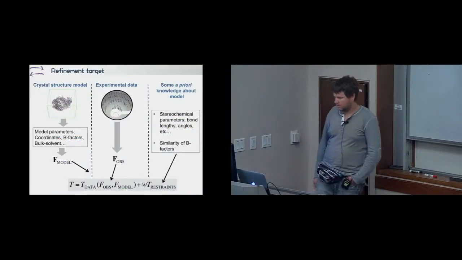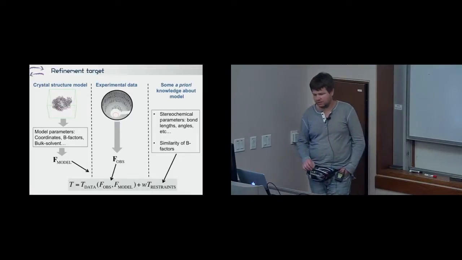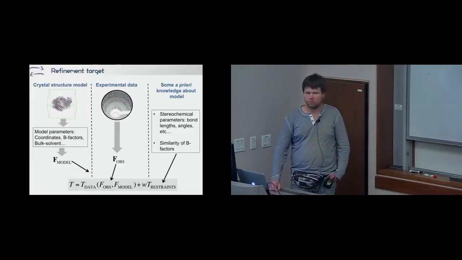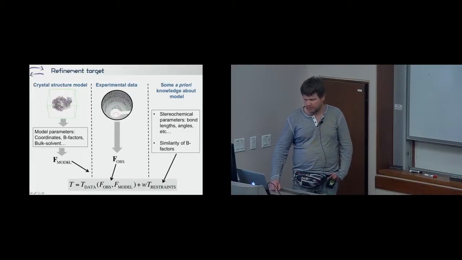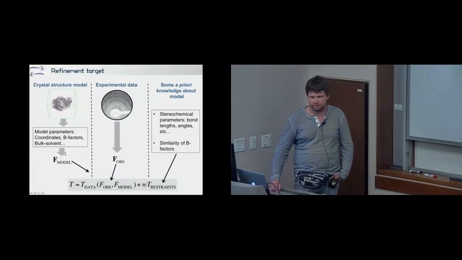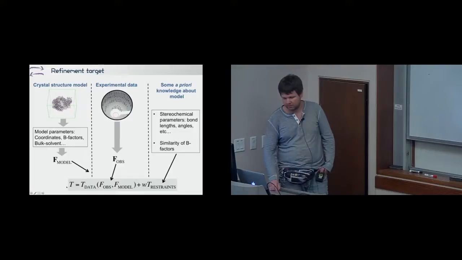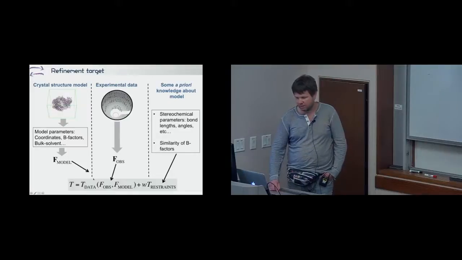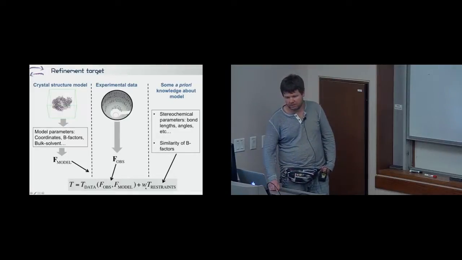And so typically, this is a very schematic illustration of what goes into our scoring or goal or refinement or target function. So we have structure factors calculated from the model, which contains atomic and non-atomic model parameters. Here we have observed structure factors, so we have the X-ray or data term, and we have some restraints that we'll talk about in a few minutes.